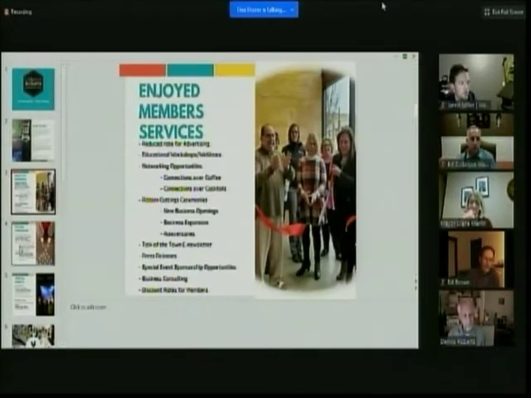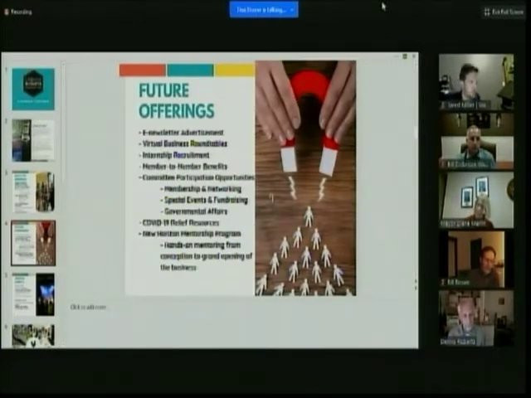Now, some of the future things we want to get out there are more newsletter advertisement, a virtual business roundtable discussion. Now, with that, we want to promote more businesses coming together and sharing as a group what you actually need. What can we do for you? And be a true resource to the community.